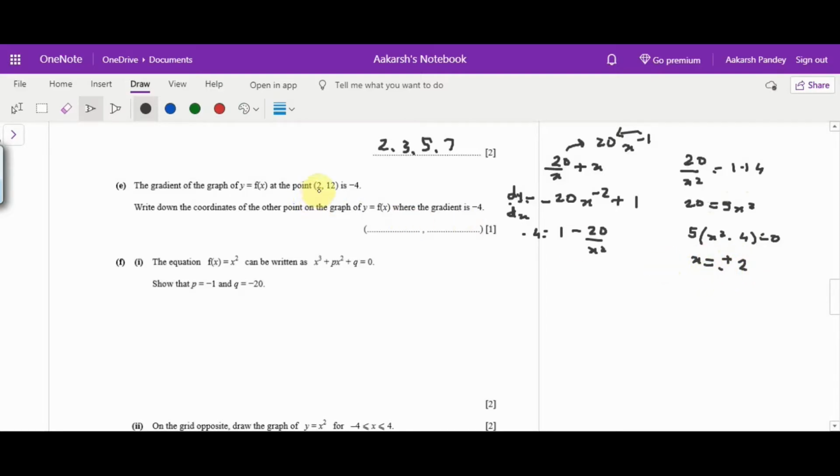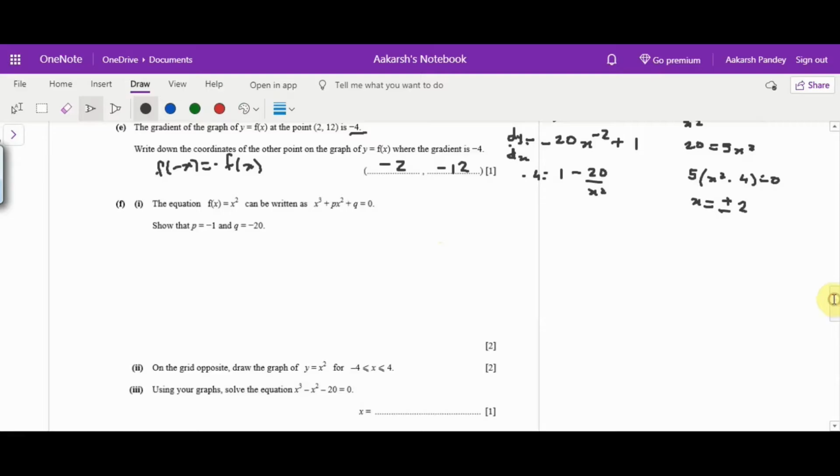Now we know that at x equal to positive 2 we get a slope of minus 4. Now we also know that at x equal to minus 2 we get a slope of negative 4. And because we had earlier found that f of minus x equals minus f of x, at x equal to minus 2 y will be minus 12. So this is how you can use the information which you get just by looking at the data and trying to make out what you can.